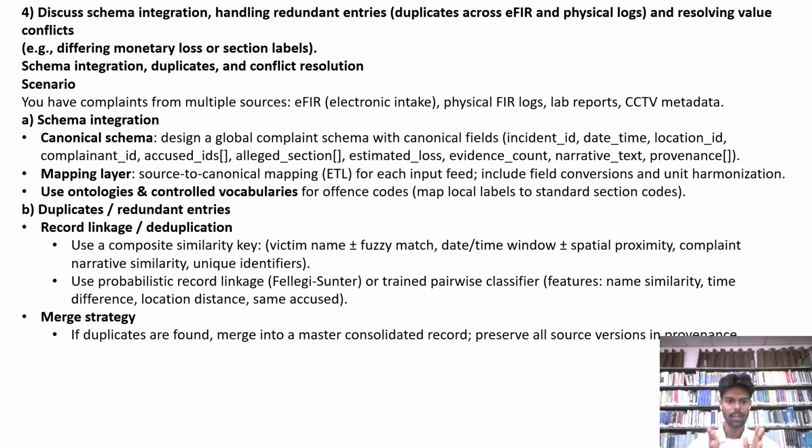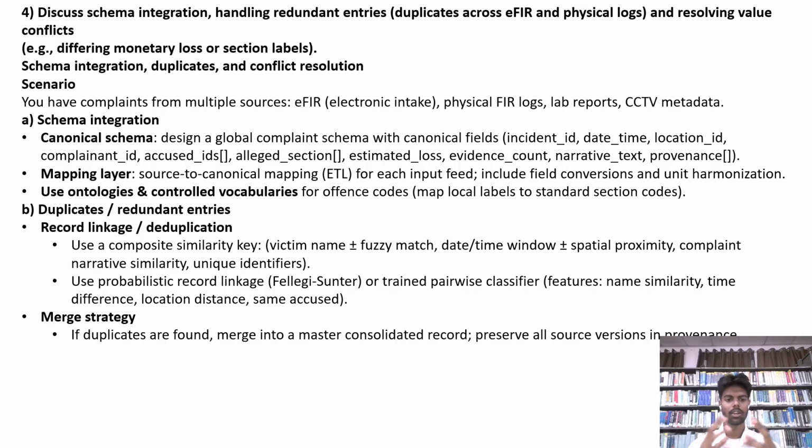Starting with the fourth one, discuss schema integration and handling redundant entities, that is duplicates across the e-FIR or physical log, and resolving value conflicts, for example differing monetary loss or section labels. Schema integration, duplicates, and conflict resolution. Scenario: suppose we have a complaint from multiple sources: EFIR, physical FIR log, lab reports, CCTV metadata. So starting with the first topic, explain it.